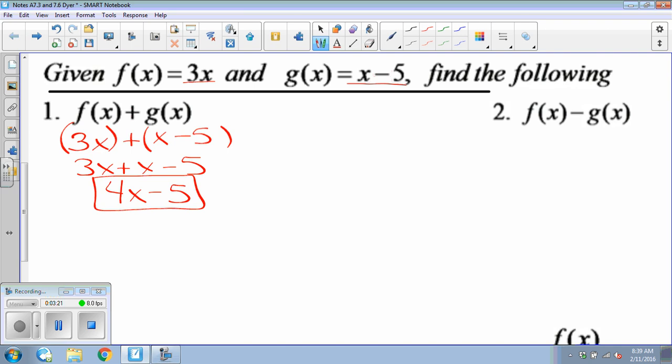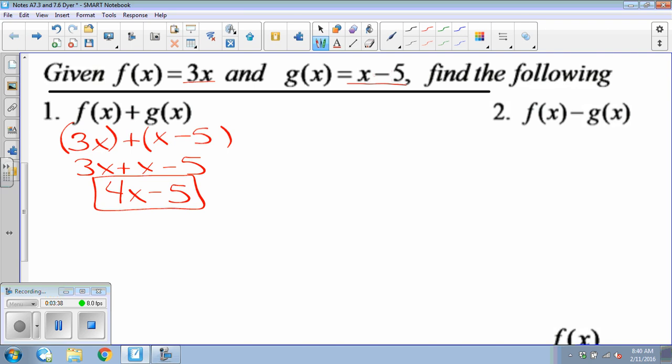This section is simple, but students tend to complicate it in their mind. So just think, this is a section of substitution, okay?